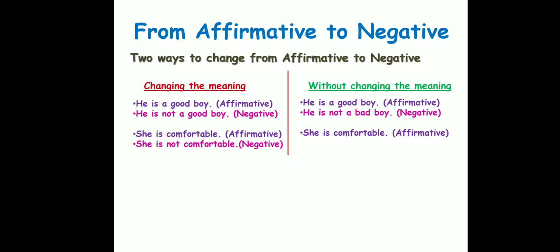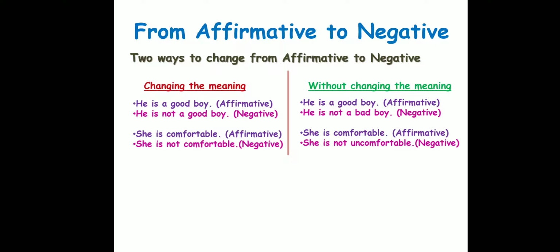Okay. You have to use the opposite of this word. So the opposite of comfortable is uncomfortable. Okay, uncomfortable is the opposite. So I will say she is not uncomfortable. Okay, if she is not uncomfortable, that means she is comfortable. So the meaning of the sentence stays the same.